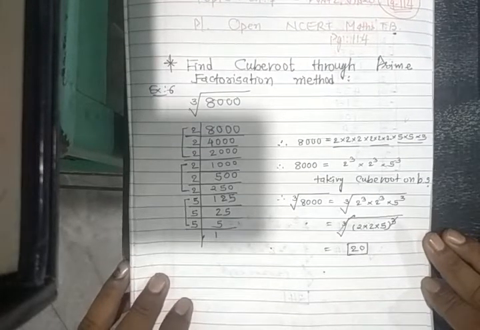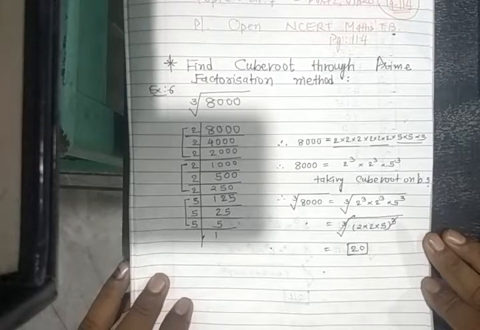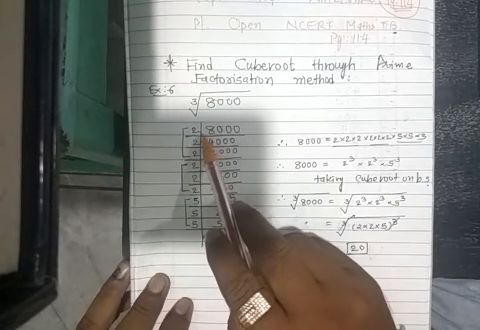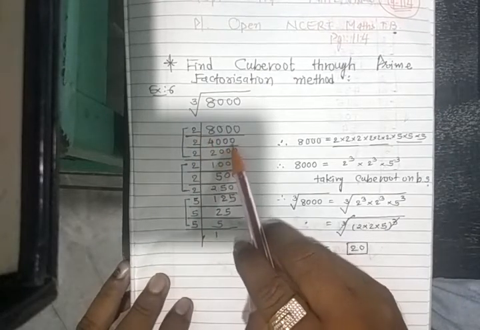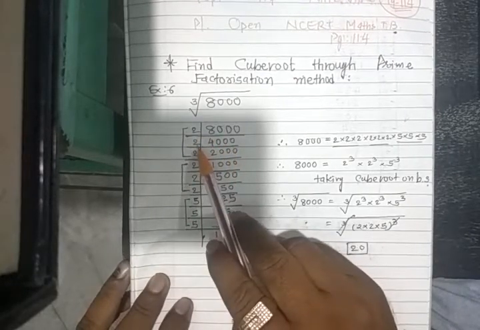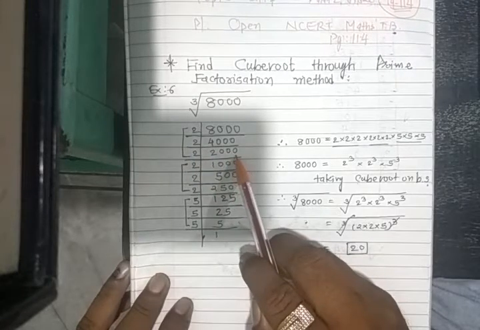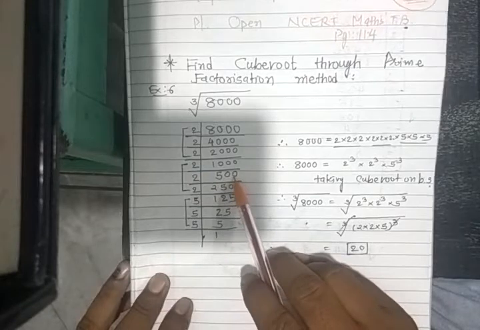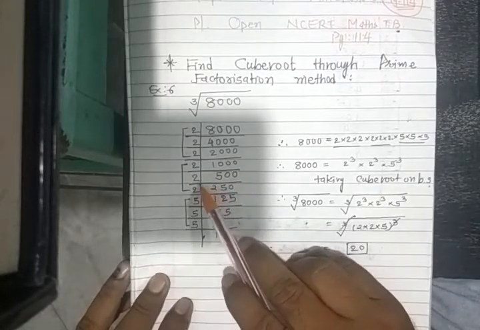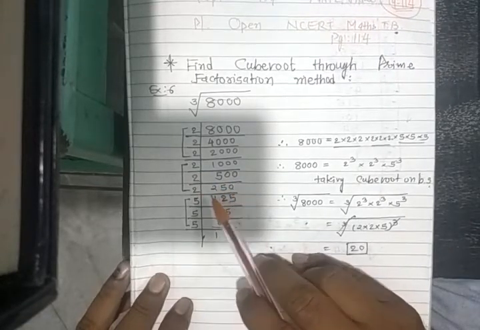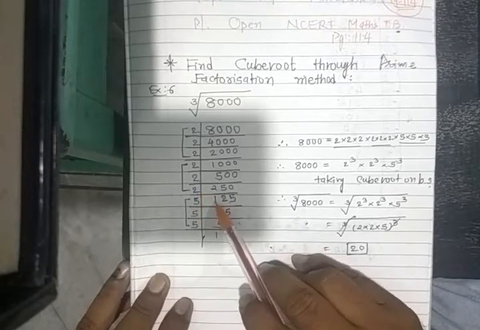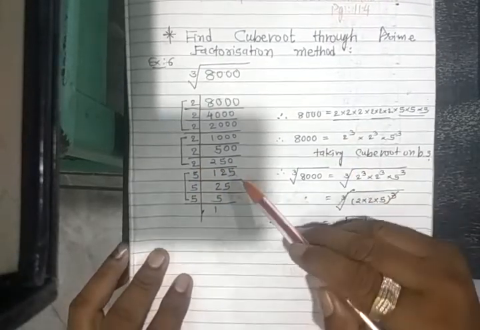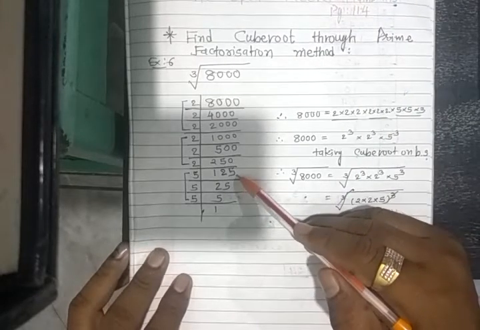So first of all, we divide 8000 by 2. Then here you see 8000 divided by 2, then 4000 will come. Again it is divided by 2, then 2000 will come. Still it is possible by 2. 1000 will come. Still it is possible by 2. 500 will come. Still it is possible by 2. Then 250 will come. Then still it is possible by 2. Then 125 will come. Now from here it is not possible by 2.